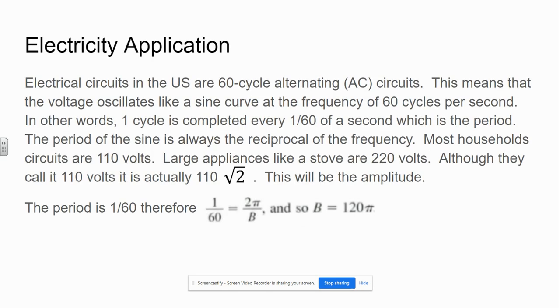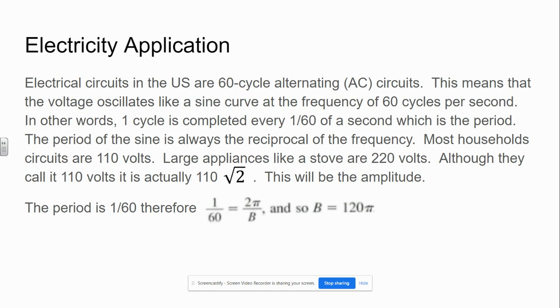just give an example. So in your house, you got these different things you plug into, okay? These are all 110 volt things that you plug into. Your large appliances like your stoves, your dishwashers, washer, dryer, all that stuff's going to be 220 volts. Now these circuits in the US are called 60 cycle alternating current circuits. Okay, so like AC. That means that your frequency is 60 cycles per second.